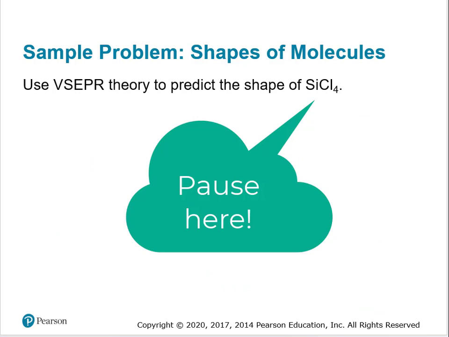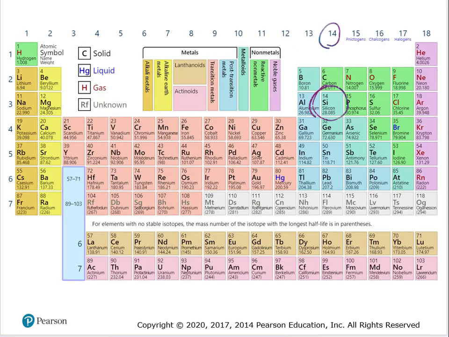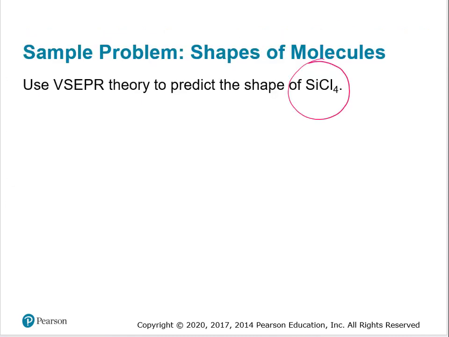Let's do a sample problem. Use VSEPR theory to predict the shape of SiCl4. Pause here. Here's silicon. It has 4 outermost electrons. And chlorine, we know, has 7. Let's draw our Lewis structure. Silicon, there's only 1 of them, so it's going to be our central atom. And we know that there will be 4 chlorines. So I'm just going to spread out the chlorines around the silicon.